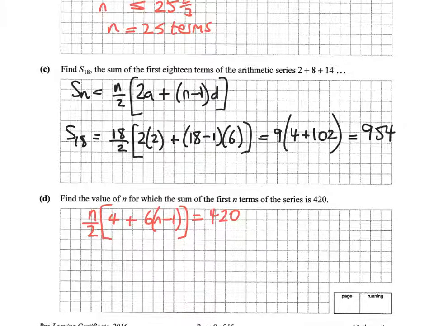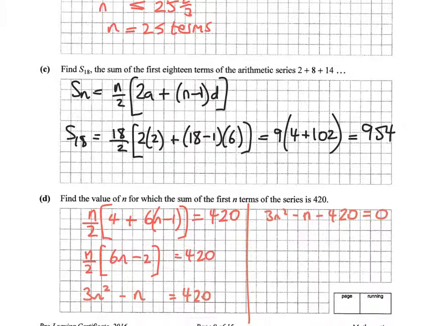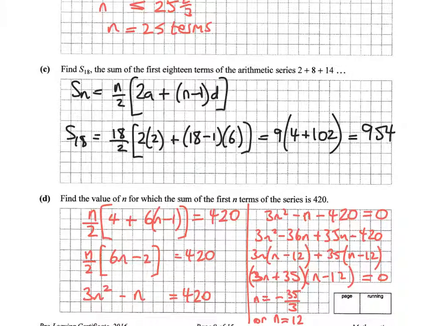And if we slowly open those brackets, we get 3n squared minus n equaling 420. Now that's basically a quadratic, and we then have to go through the process of solving that quadratic equal to 0. And we get two solutions from that: minus 35 over 3, that can't be right because 1, it's not a whole number, and 2, it's not positive, and 12. So we accept 12 and we reject that other fractional number. So the answer is 12.